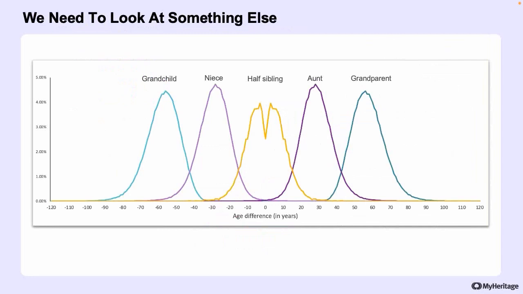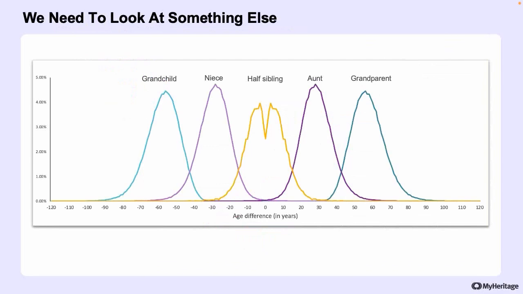So we look at people that we know for sure are grandparents and grandchildren. Someone is a grandparent to someone, or someone is a grandchild to someone. Same for aunt and niece, and same for half siblings. Now, if we just look at the amount of shared DNA, they all look pretty much the same. We cannot tell. But once they draw the age difference, you can see there are differences.